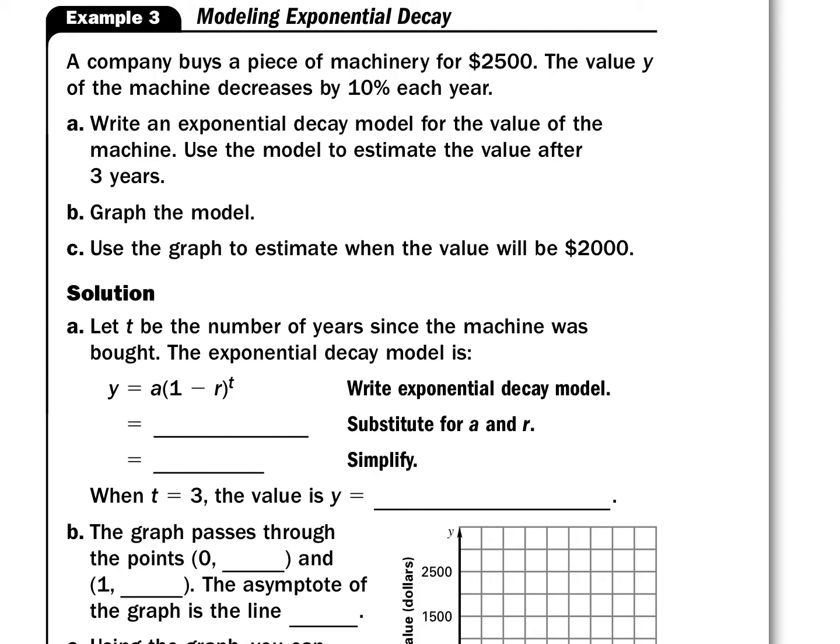8.2 example 3, modeling exponential decay. In this example, we've got a real-world scenario where a company buys a piece of machinery for $2,500. The value, Y, of the machine decreases by 10% each year. The way they're modeling exponential decay in this situation is what's called depreciation.